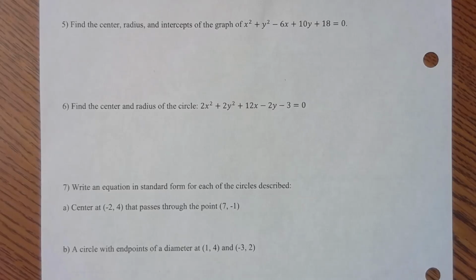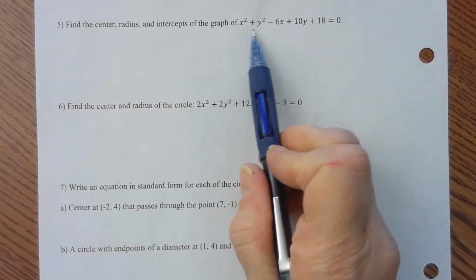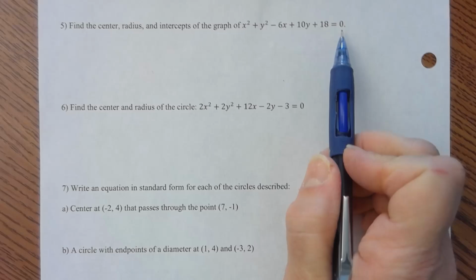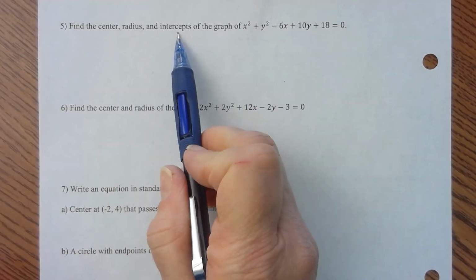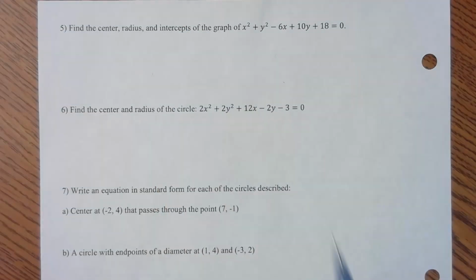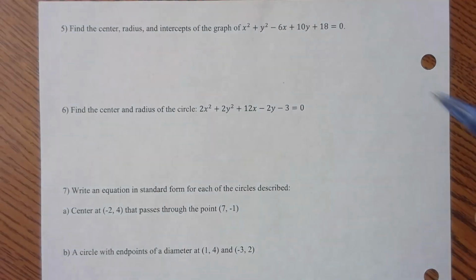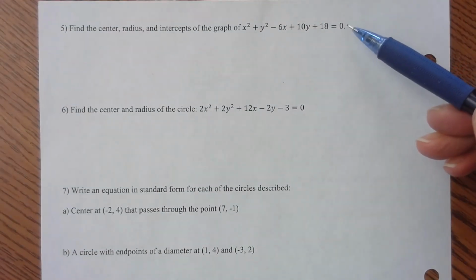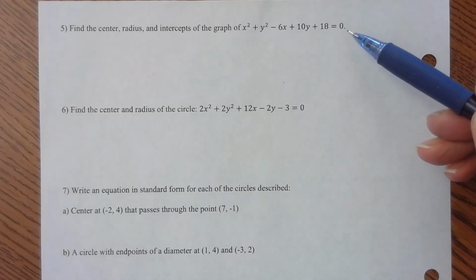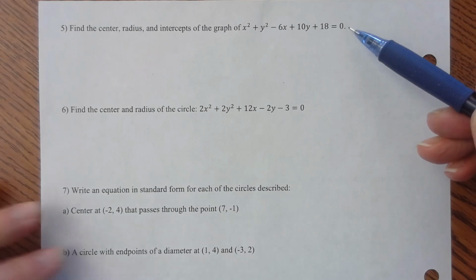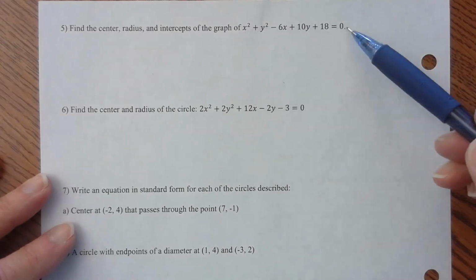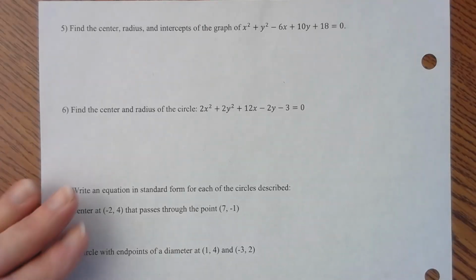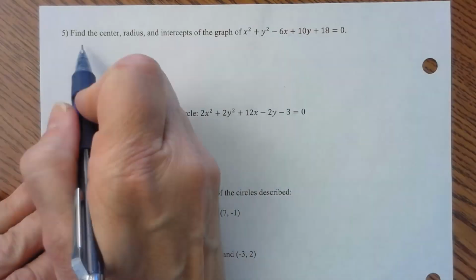The next one, we're given our equation for the circle in general form, and we want to find the center and the radius and any intercepts of this graph. In order to see the center and the radius, this needs to be in standard form with the x minus h squared and y minus k squared. What that means is you're going to have to complete the square. So I'm going to rearrange this. It's kind of like working backwards from the example we just did.